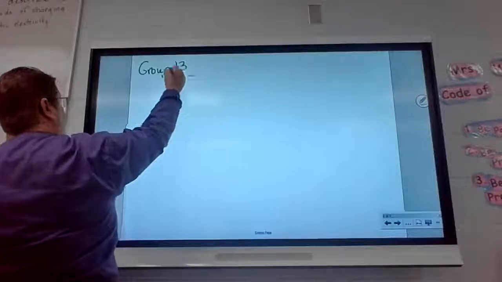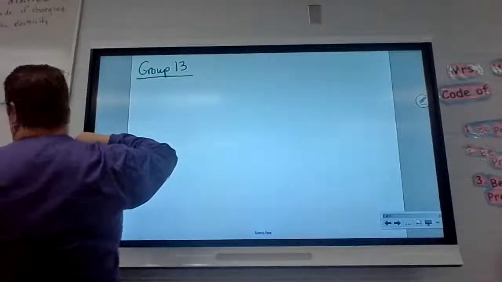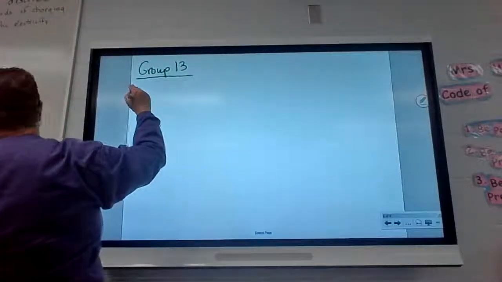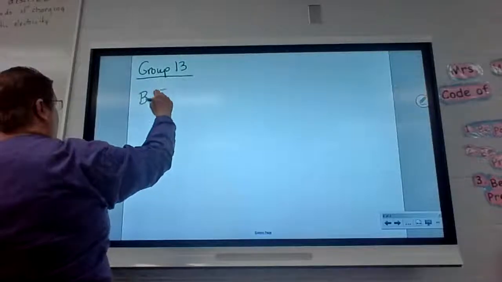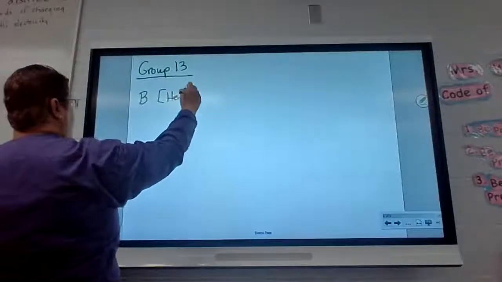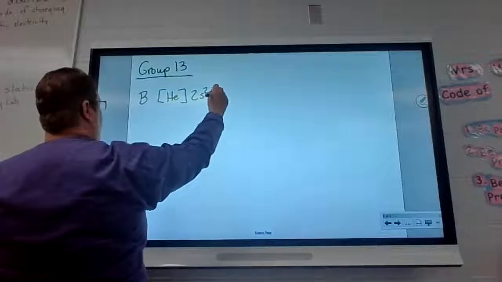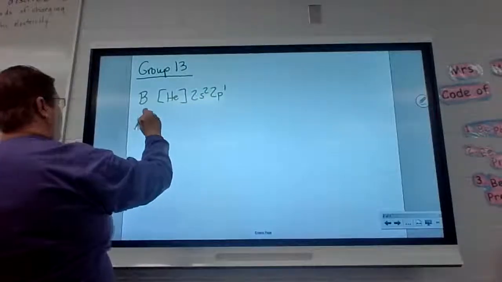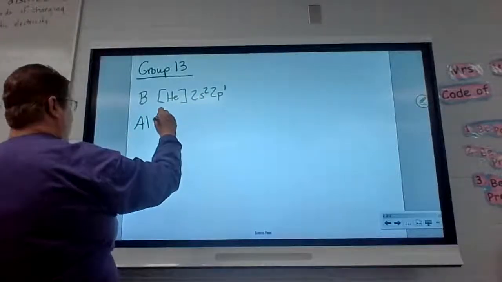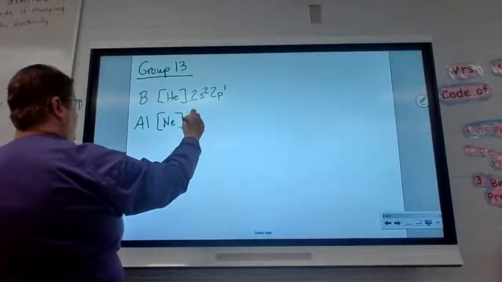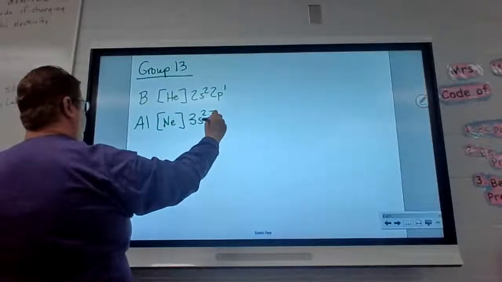All right, so when we jump over the transitions to go to group 13, I'm going to do 2 this time. Boron is He 2s2, 2p1, and aluminum is Ne 3s2, 3p1.